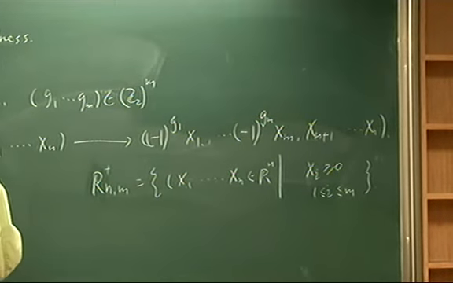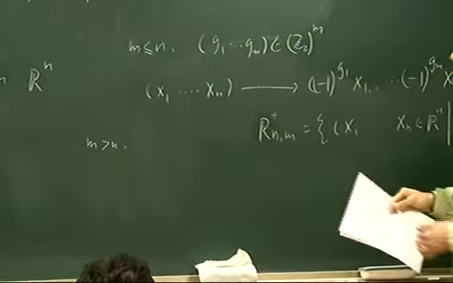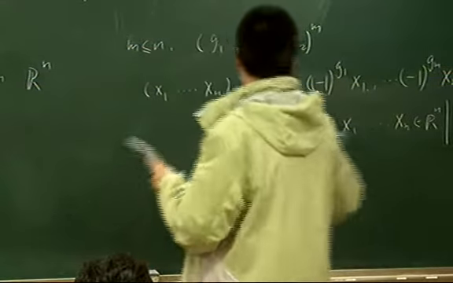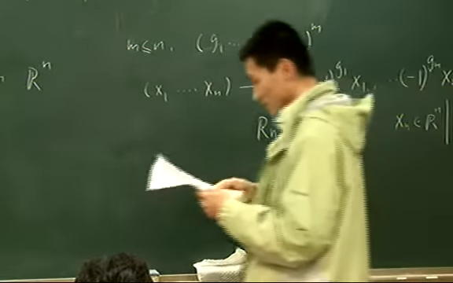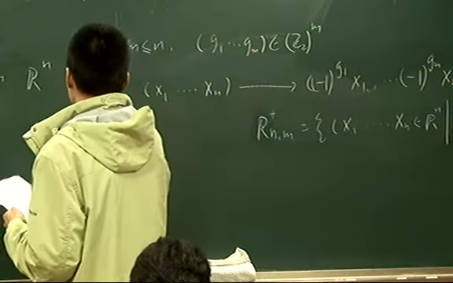But when m is greater than n, we should make sense of what this means. It seems there's no very good choice of definition like this. But still we can somehow say Z2^m.